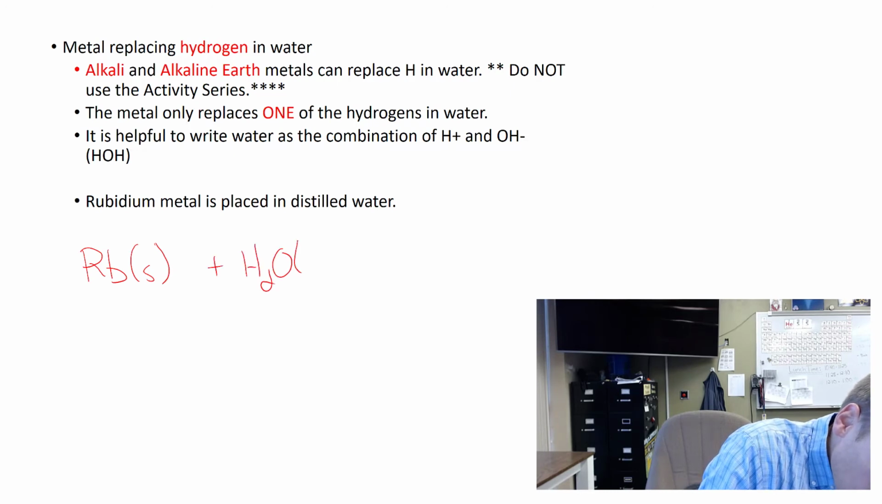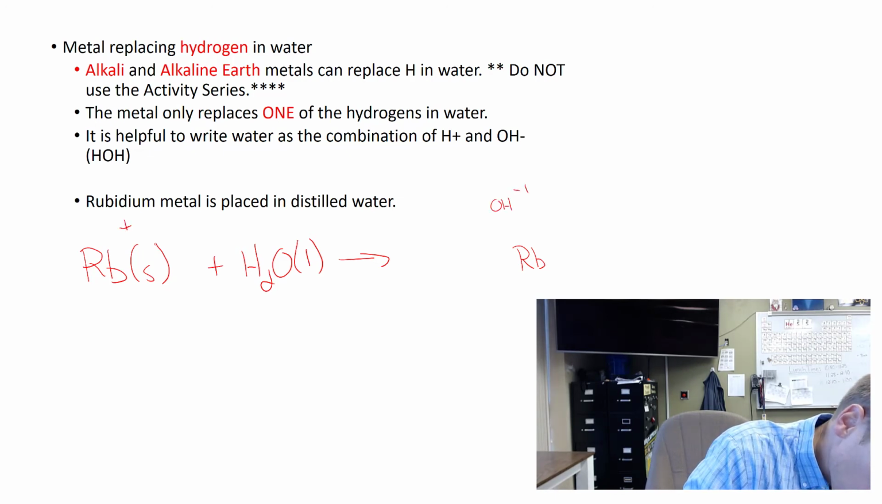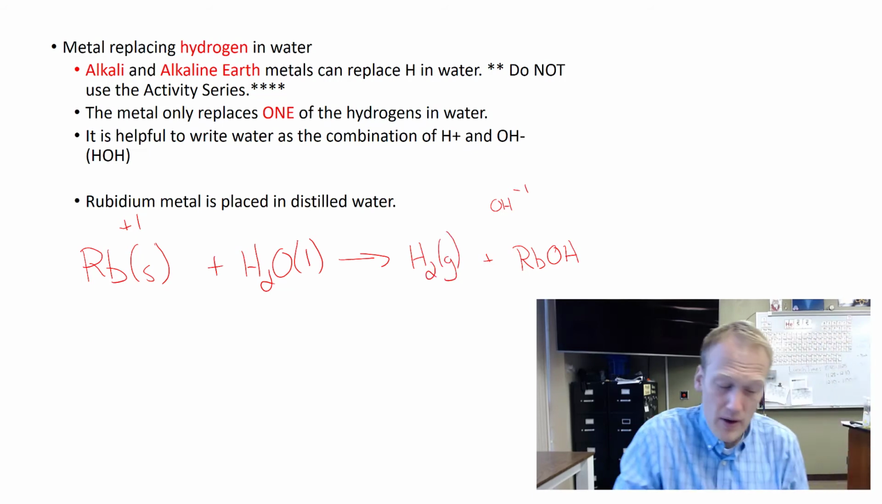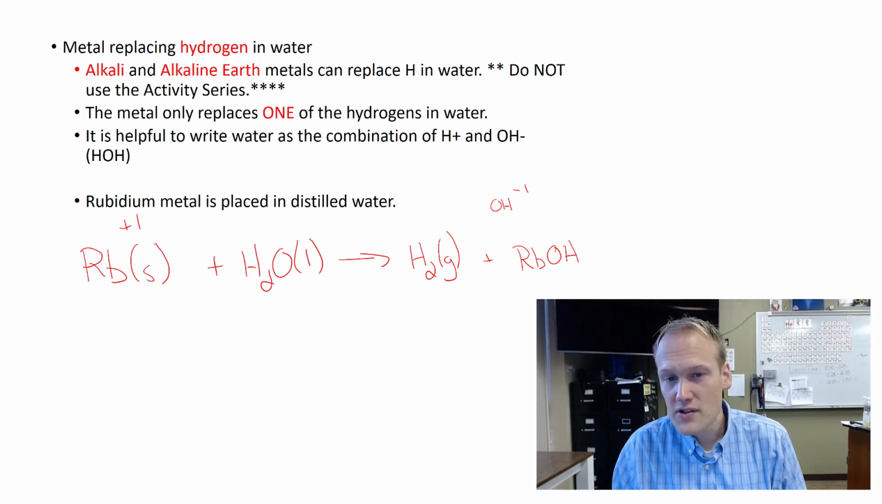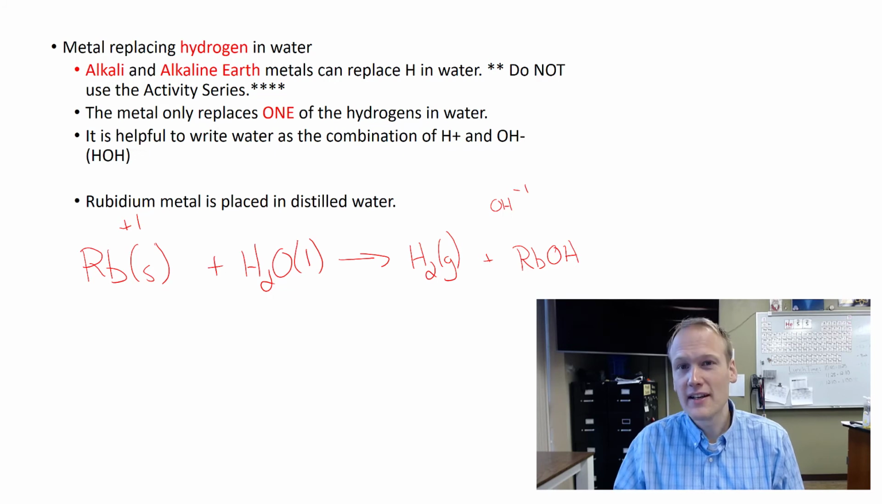And since water is a liquid, we would put L. So the product here, rubidium is going to replace one of the hydrogens, and it's going to leave an OH. And since OH is a -1, and rubidium is a +1, this would be RbOH, and then it would be left with one hydrogen, but hydrogen's diatomic, so that has to be a gas. So at this point, we would definitely have to balance out our oxygens and hydrogens on each side. Remember, metals will only replace hydrogen if they're alkali or alkaline earth metals.